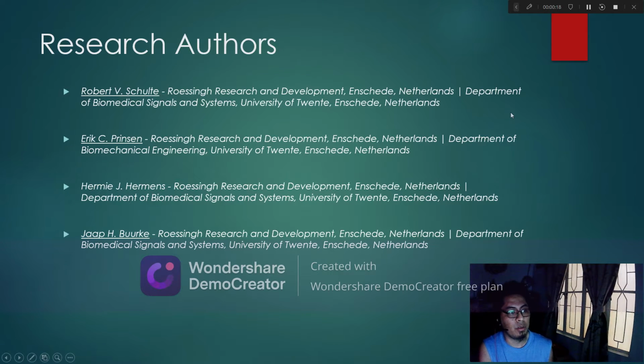The authors for this research are Robert Schultz, Rosing Research and Development from the Netherlands, Eric Prinsen, same from the Department of Biomechanical Engineering, University of Twente, Enschede, Netherlands. Hermie Hermans, Rosing Research and Development, Enschede, Netherlands, also from the Department of Biomedical Signals and Systems. Jap Burke, Rosing Research and Development, Netherlands, Department of Biomedical Signals and Systems.